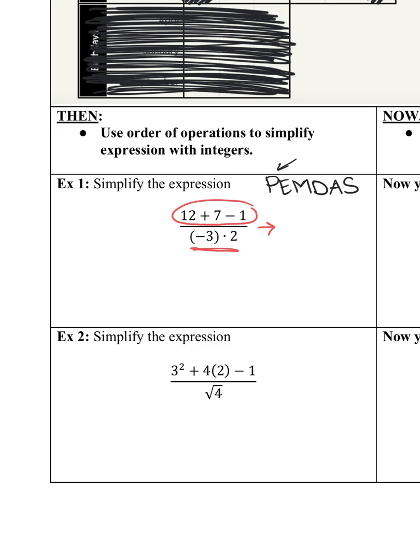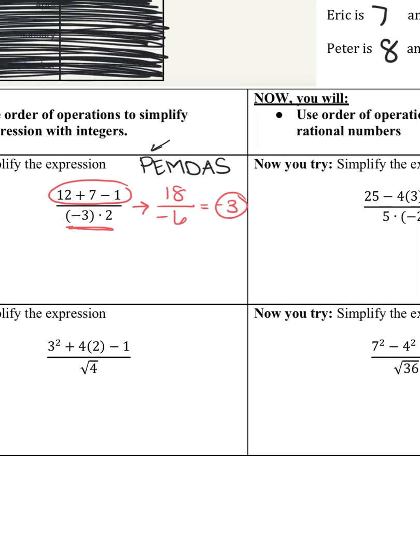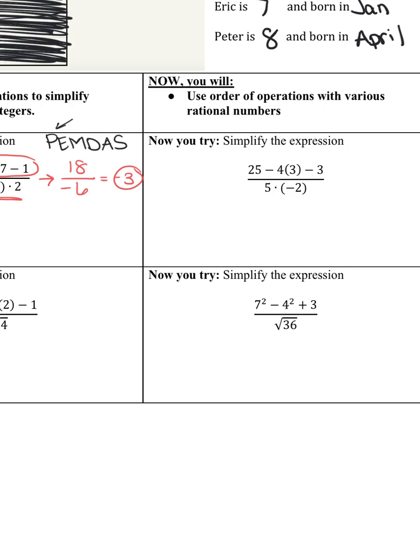It says 12 plus 7 is 19. 19 minus 1 is 18. And then -3 times 2 I know is -6. So now I have 18. Remember, fractions are division, so 18 divided by -6 gives me -3. You can see I don't want to do that division until I've simplified the top and the bottom, because otherwise I wouldn't know what I'm dividing. So try the next one on your own. See if you can do it without my help.